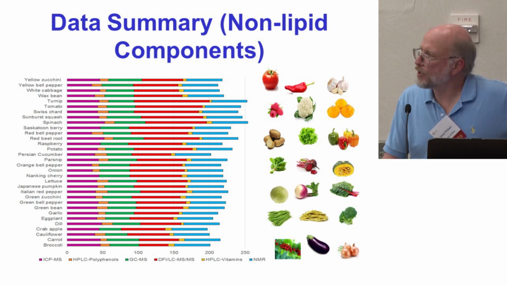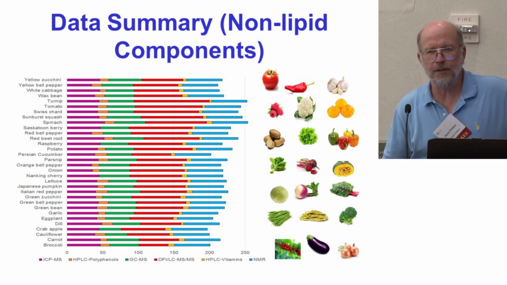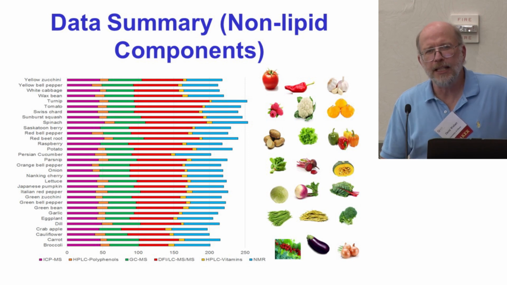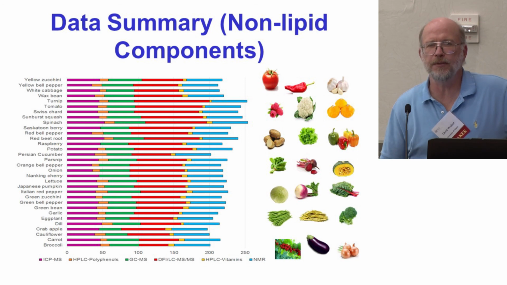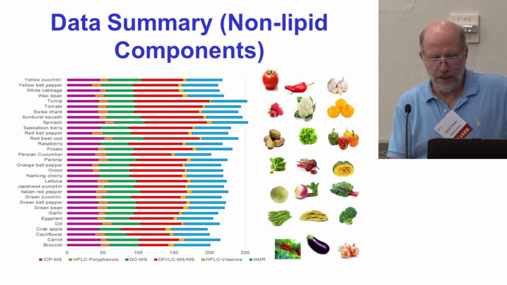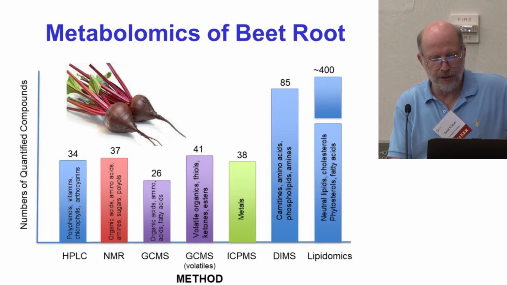This is kind of a hard-to-read graph, but just summarizing with the different colors, the number of compounds that we would measure for different food items for different platforms. So it's just highlighting the fact that to do metabolomics, you actually do need more than one type of instrument. In this case, they're using 4 or 5 major instruments. And for the non-lipid components, we could routinely get between 200 and 250 compounds.